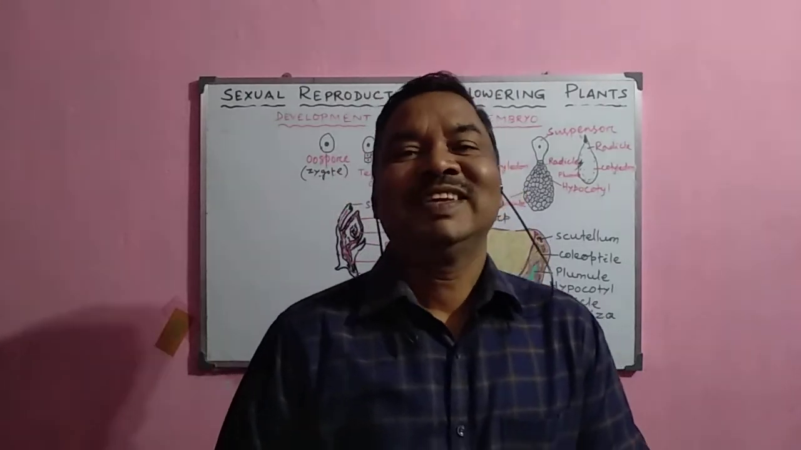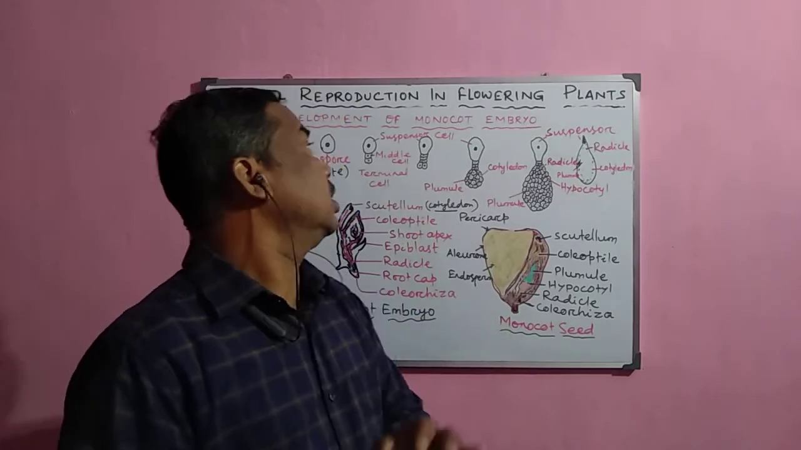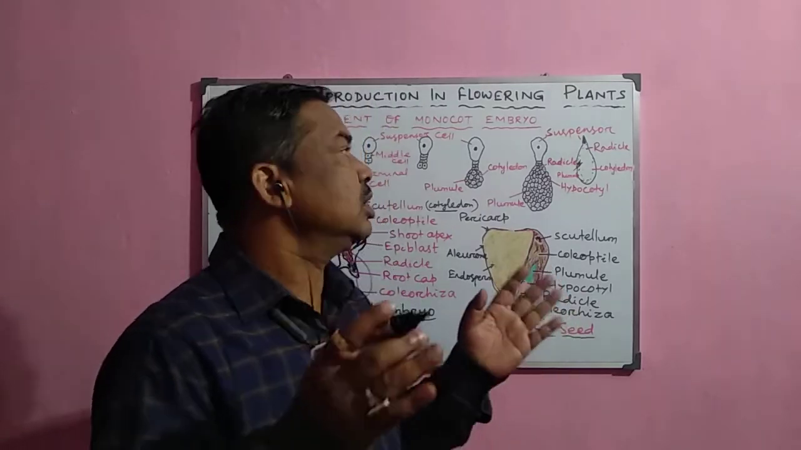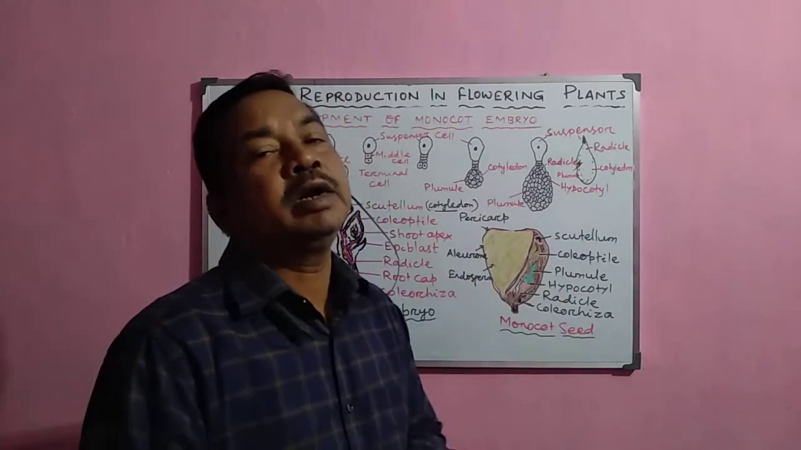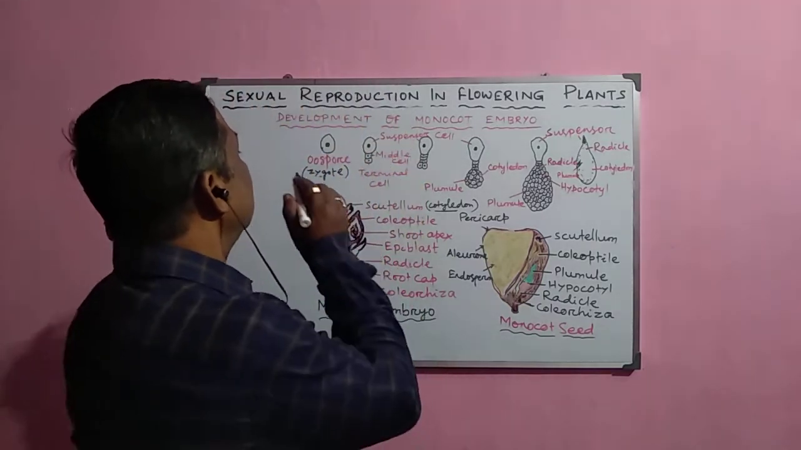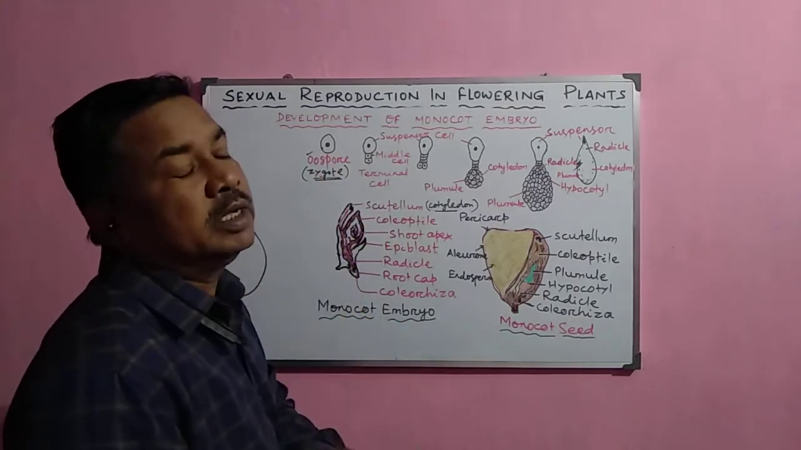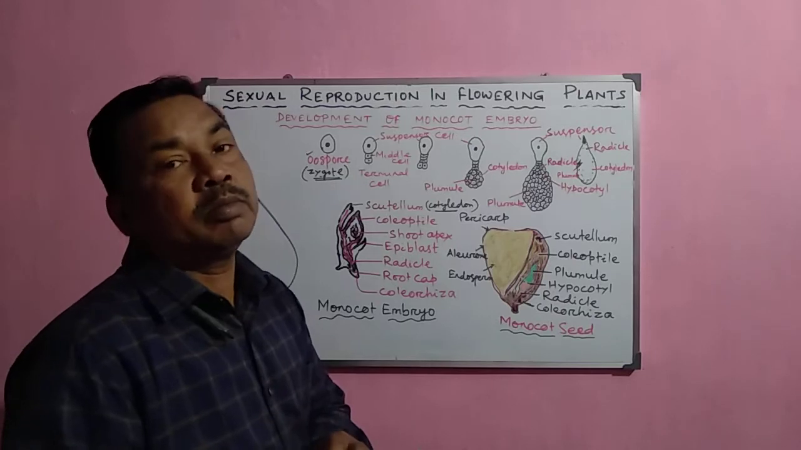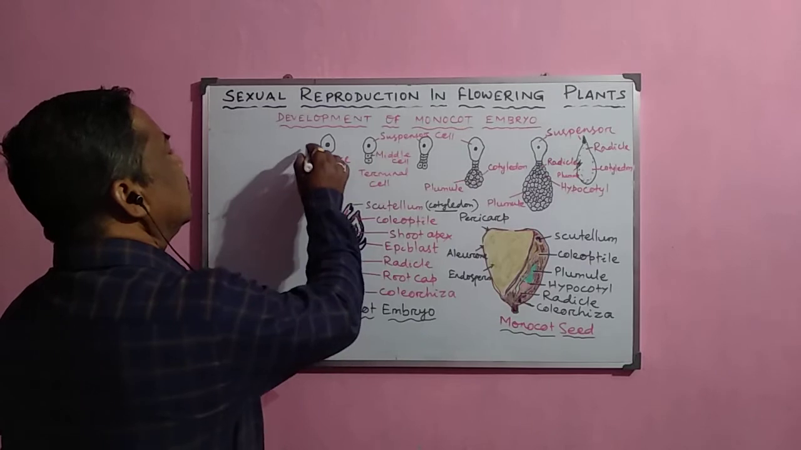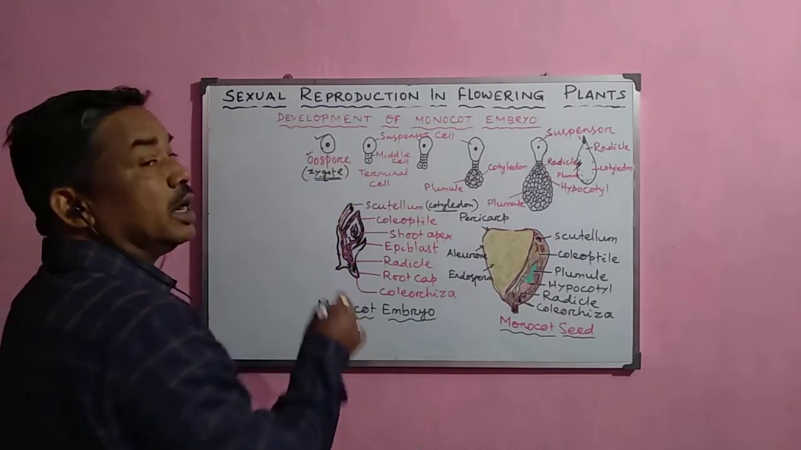Good morning, students. In this video, I shall discuss the development of the monocot embryo. Normally, up to the fertilization stage, it is similar in both monocot and dicot plants. But after fertilization, the oospore or the zygote develops in a different way in dicot and monocot plants.